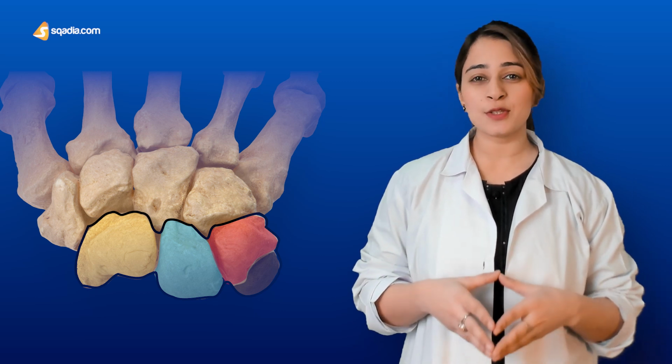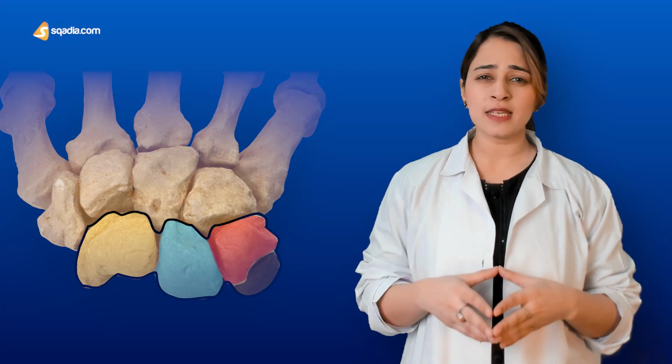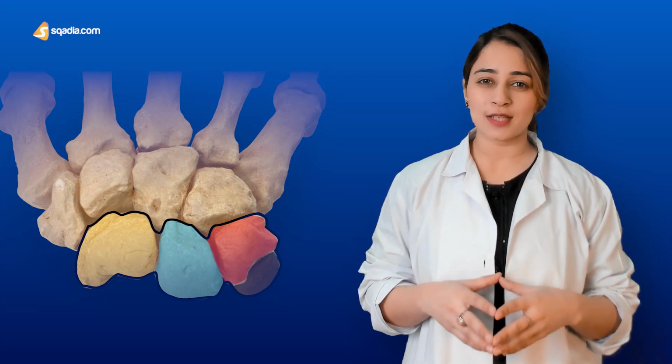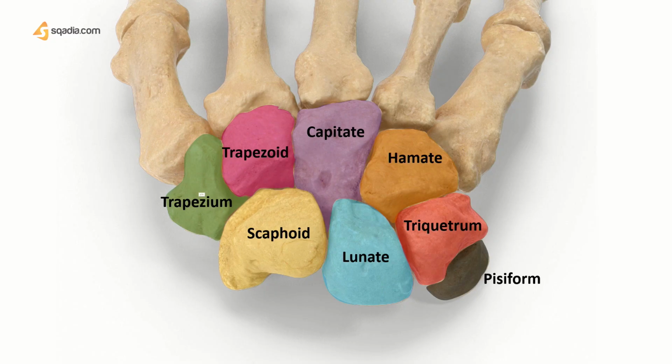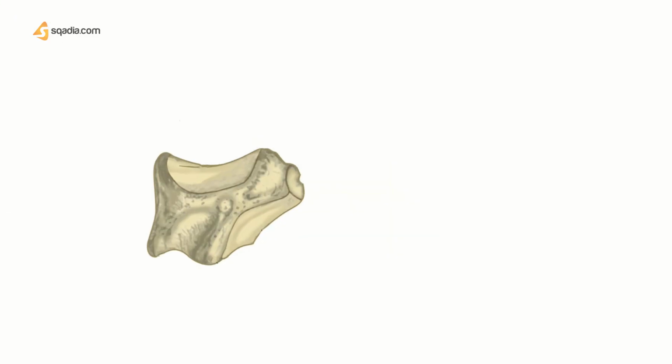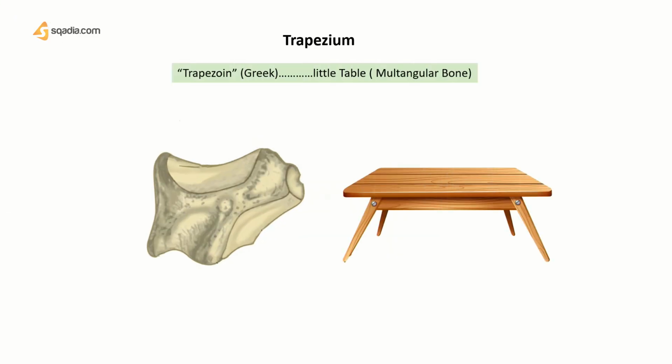Now, we will jump into the distal row and see how many bones we have and possibly try to learn every detail about them. Let's move ahead. When the hand is viewed from the palmar surface, the first and the most lateral bone in the distal row is the trapezium. You can recall it from the word table, which is derived from the Greek word trapezion, or we can say it is the multangular bone.